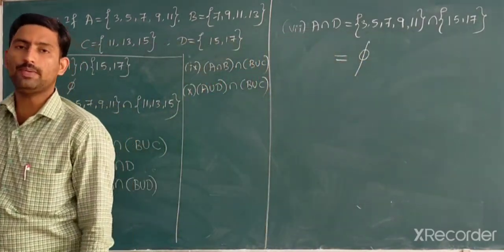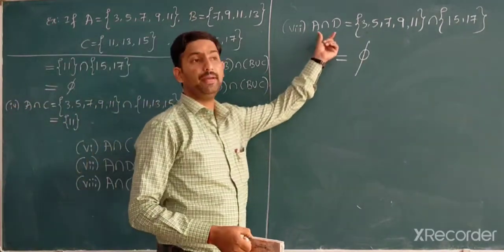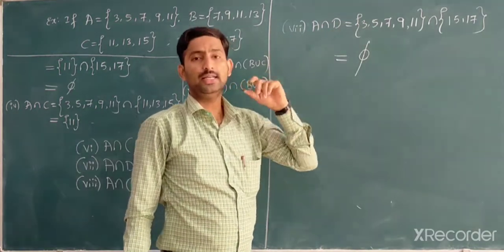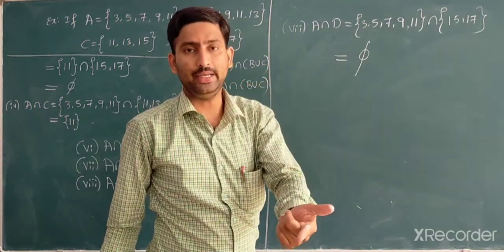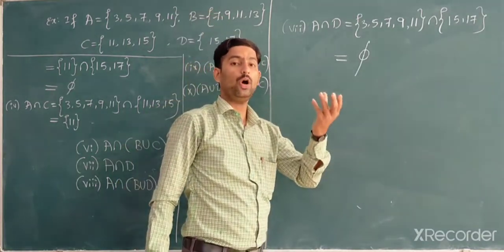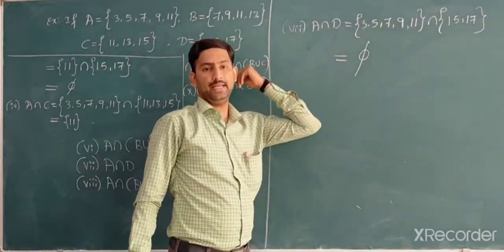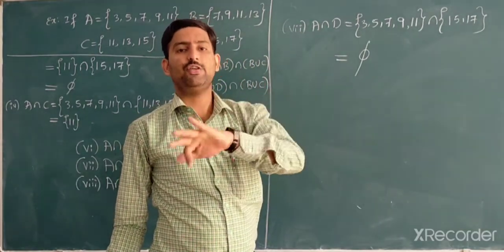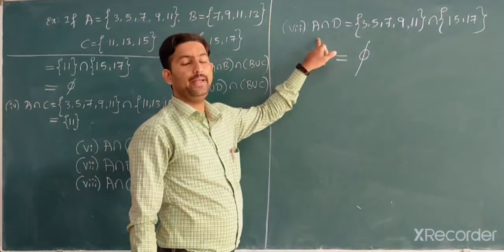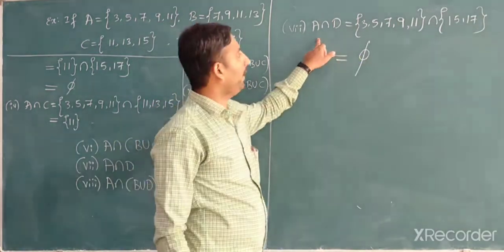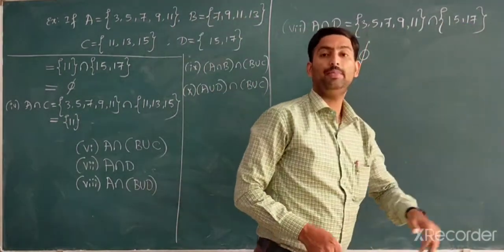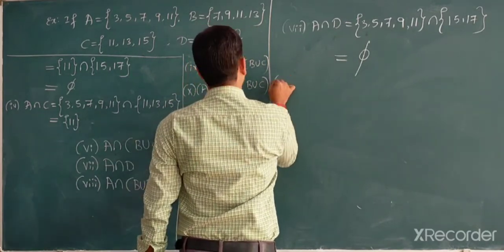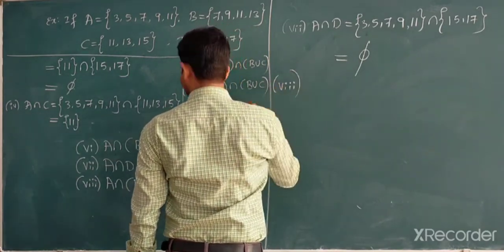Empty means there will be no common element, and I will say that A and D are disjoint sets. According to the yesterday definition, A intersection D means what? A intersection D, their resultant is empty, or the intersection is empty, means there is no common element between both the sets A and D. Correct? If the elements of A and D are different from each other, then the sets A and D are disjoint sets. Why? Because for disjoint sets there will be no common element between A and D. Seventh one done, after that, the eighth one.